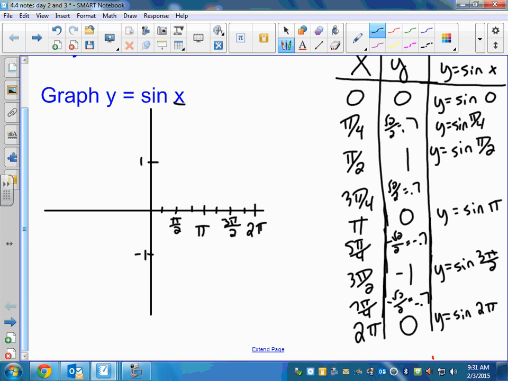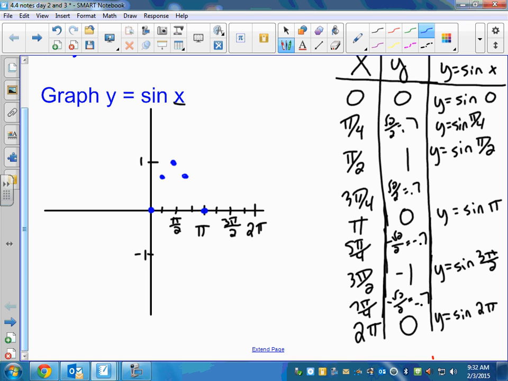So let's graph our points. 0, 0. Grady said he did that one already. At pi fourths, it's like 0.7. That one's kind of not so fun to graph, but I'm going to say 0.7 is about right there. That's 0.8. At pi halves, I'm going to go up here and graph 1. And then in quadrant 2, between pi halves and pi, it's still at 0.7. That's square root of 2 over 2. And then at pi, it goes back to 0.